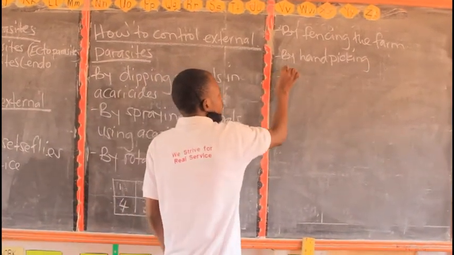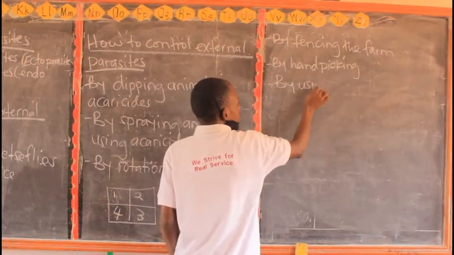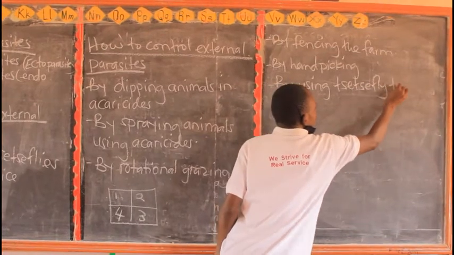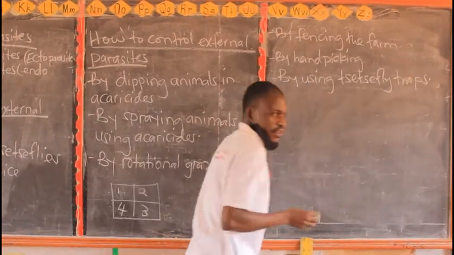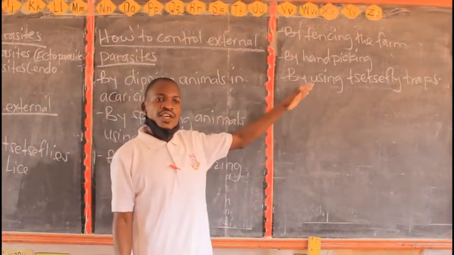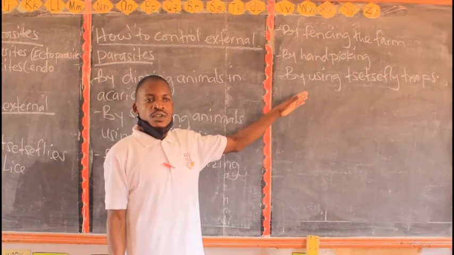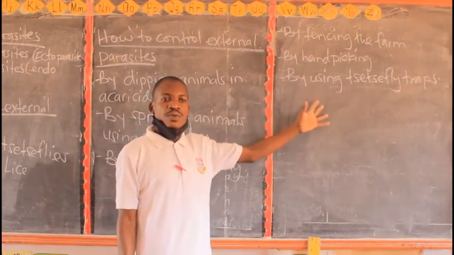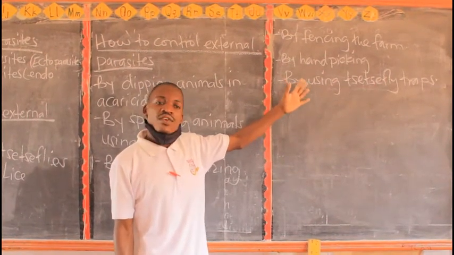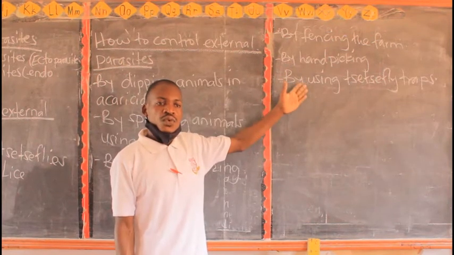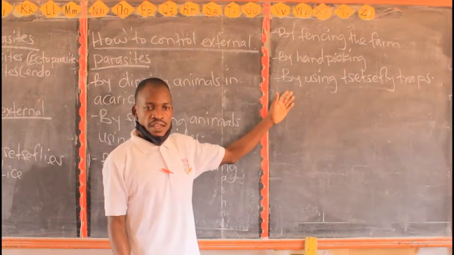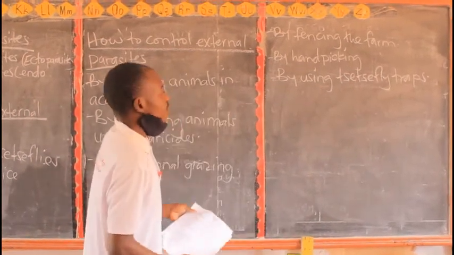Then also we can use tsetse fly traps. Tsetse fly traps are set in the swamp areas where tsetse flies breed from. So every tsetse fly that keeps on moving around that point can easily be trapped by tsetse fly traps because they all have chemicals. In that way, you are controlling parasites in this cattle. Are you together?